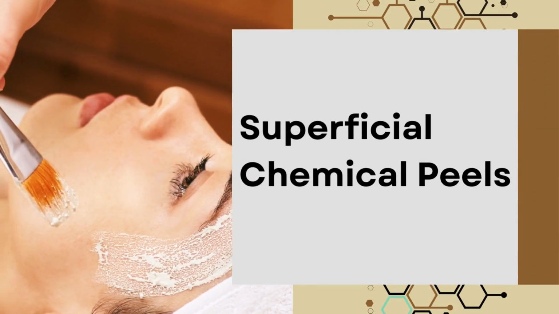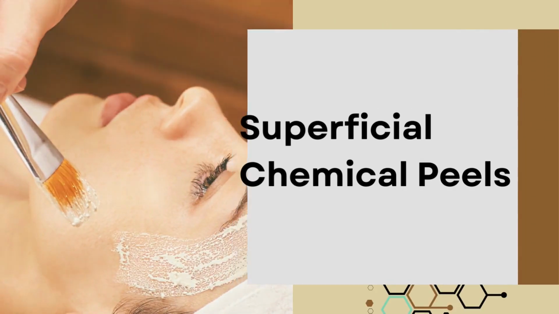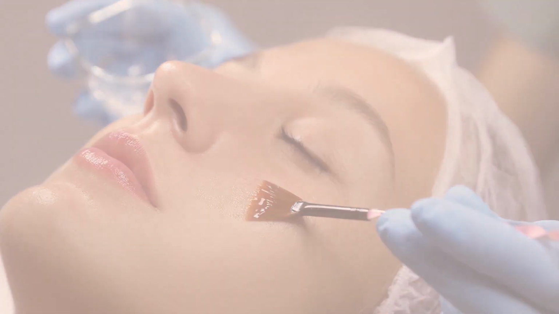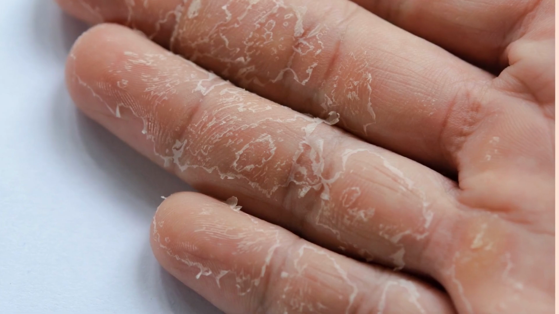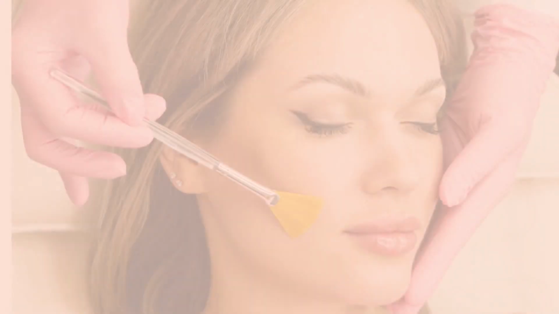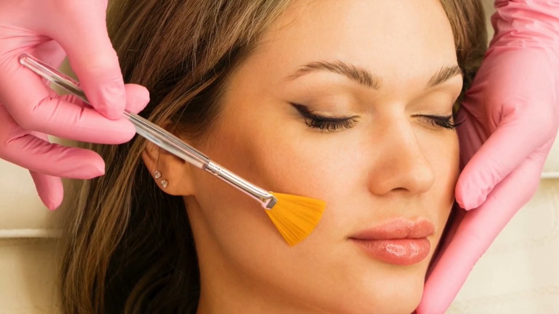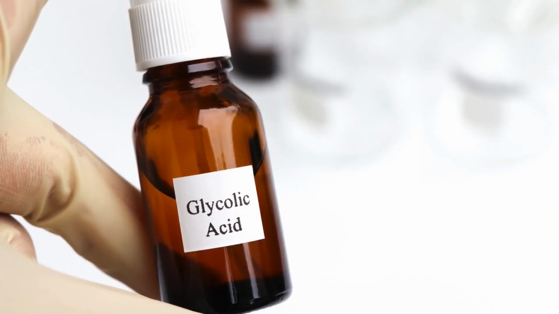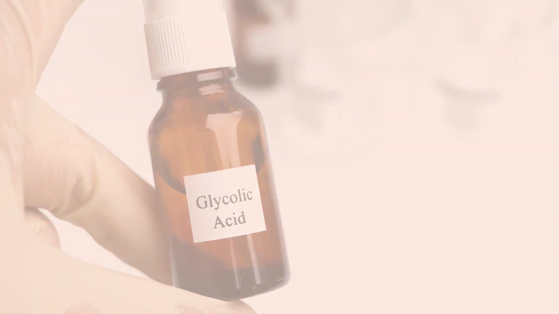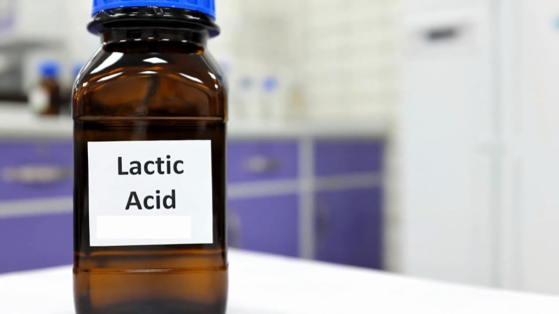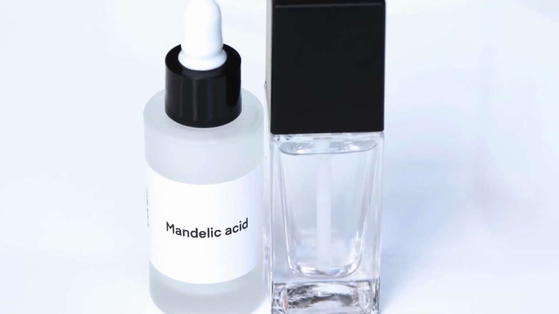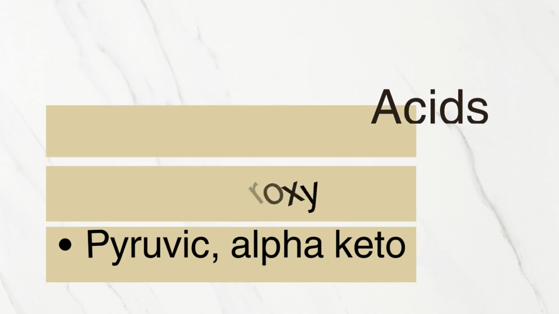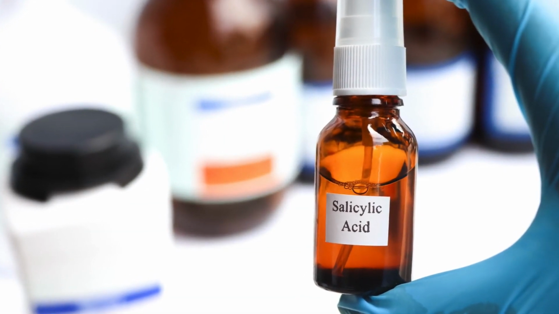Superficial or light chemical peels use mild chemicals, usually acids, in relatively low concentrations to gently exfoliate the epidermis of the skin, which is the outermost layer. It does not penetrate and affect the deeper layers. The specific types of superficial peels include alpha hydroxy acids like glycolic acid in 20 to 50% concentrations, lactic acid in 10 to 30% concentrations, and mandelic acid up to 40% concentrated. You can also use beta hydroxy acids like salicylic acid up to 30%.